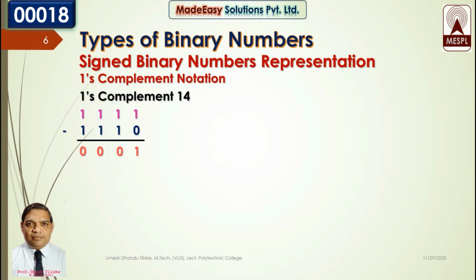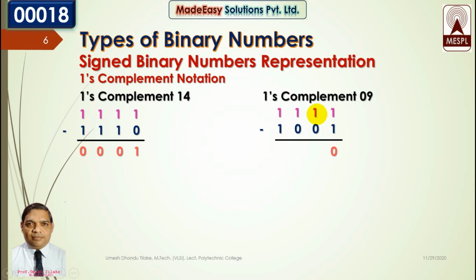Let's have one more example. Let's find 1's complement of 09. So again, to represent 9, we need 4 bits. So subtract binary 9 from the largest 4 bit binary number, that is 1111. So let's subtract 1111 minus 1001. We'll get 1 minus 1 is 0, 1 minus 0 is 1, 1 minus 0 is 1, and 1 minus 1 is 0.